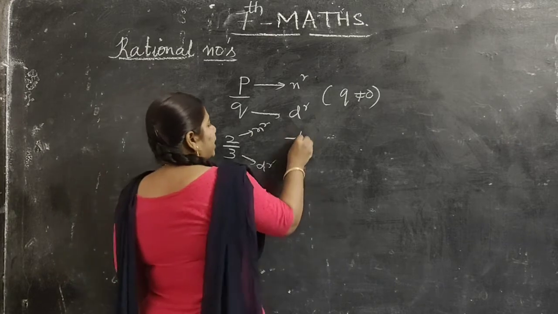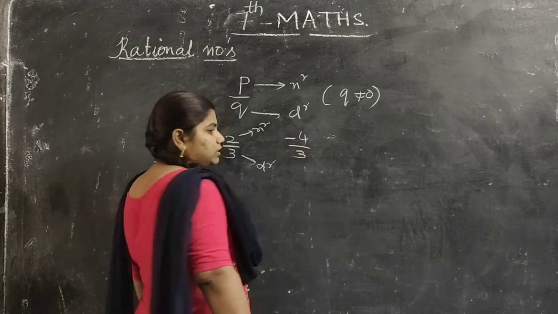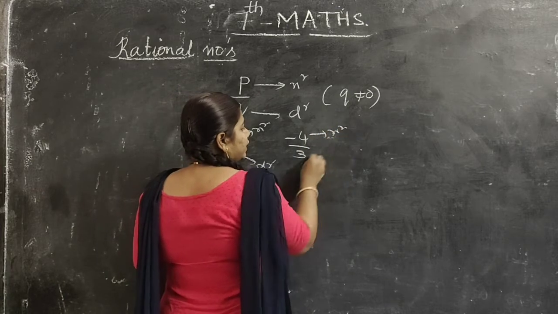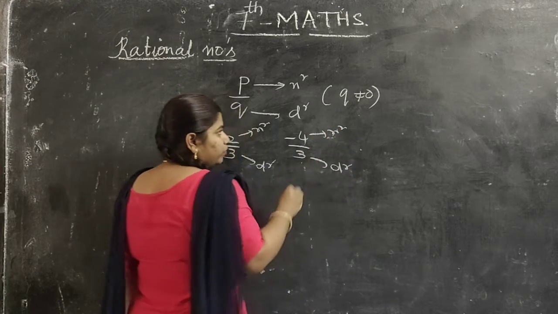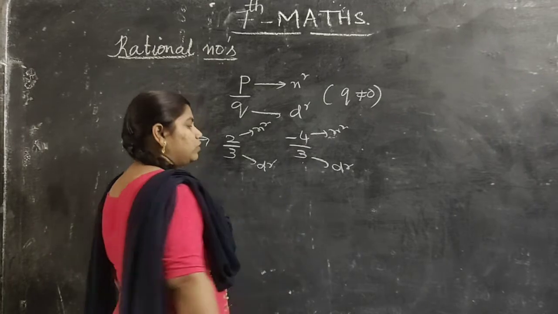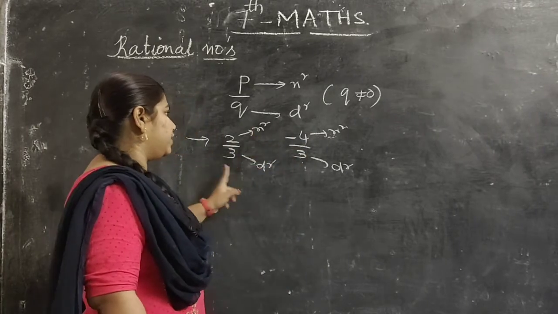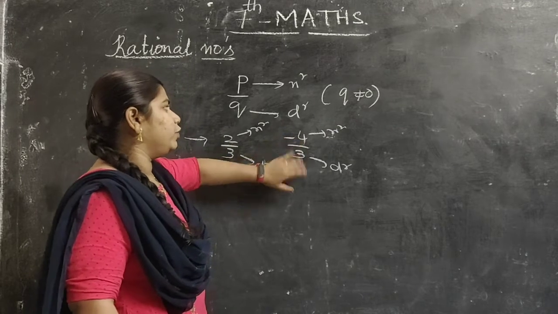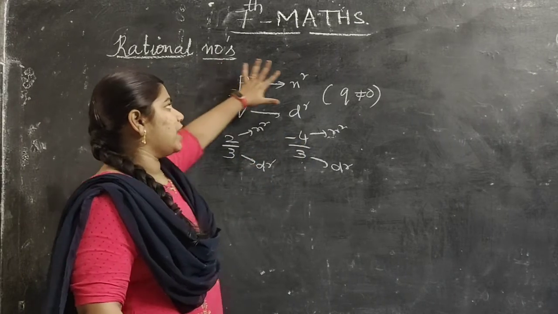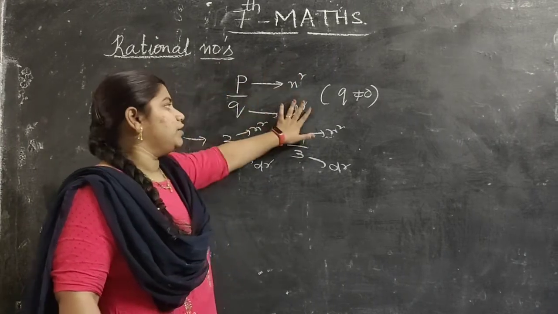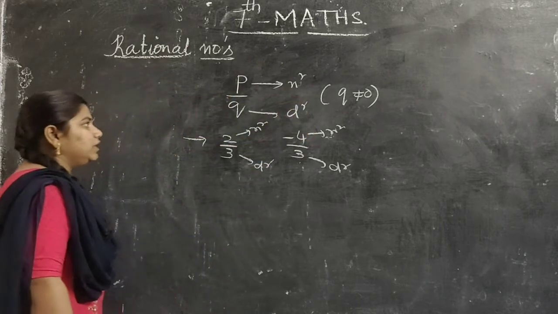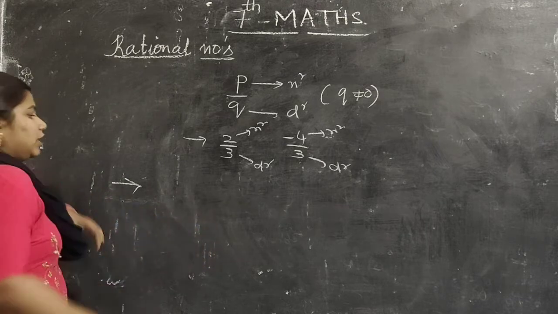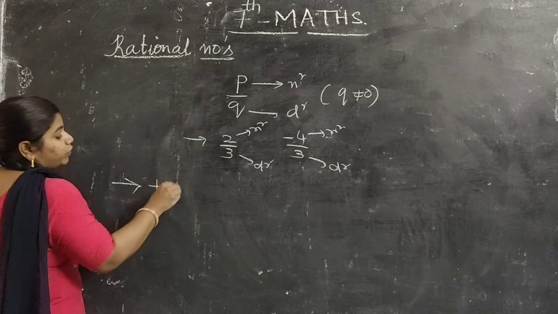In the same way, minus 4 by 3 is also a rational number. It has a numerator value and a denominator value, and q is not equal to 0. So these types of numbers we call rational numbers. All these numbers are in the form of p by q, with one numerator value and one denominator value. In this we have two types of rational numbers: one is the positive rational number and the other is the negative rational number.